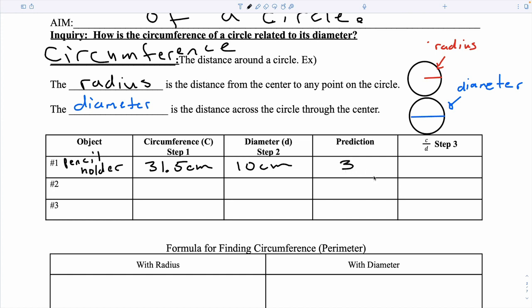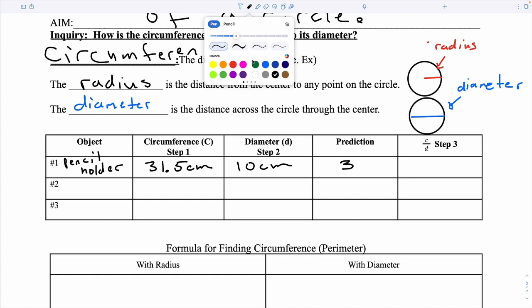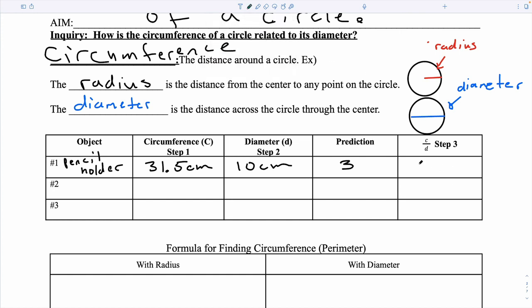You might put 4, somewhere in between. Go ahead and plug it in right now. What is 31.5 divided by 10? And when you have it, Kira Murphy, what's the answer? 3.15. Okay, so 3.15 is the answer to that. Keep that in your head, put it in your pocket. Do not say anything yet.